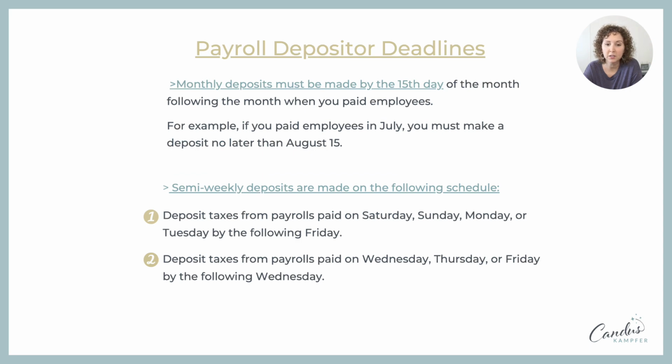So there are monthly depositors. Any payroll that was done in December, you need to pay by January. And then once the October, November, and December payments have been paid, we just file a quarterly report. So that 941 is just the quarter summary. But typically you've already paid your payments for monthly depositors.